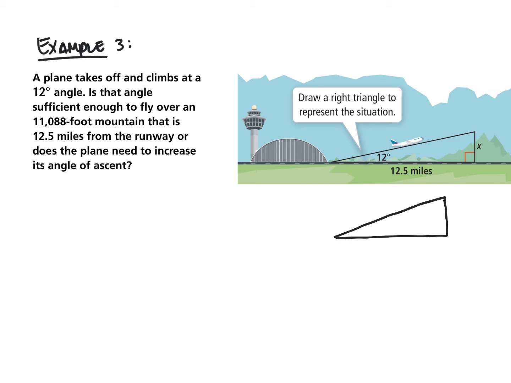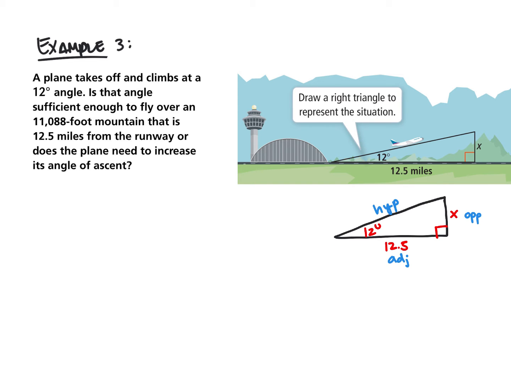So we have a right angle here. We have that this is 12.5. We have that this is 12 degrees, and we want to find x. Now, if I look at the different parts of my triangle, this is the hypotenuse right here. From my 12-degree angle perspective, the 12.5 is the adjacent leg, and the x is the opposite leg.